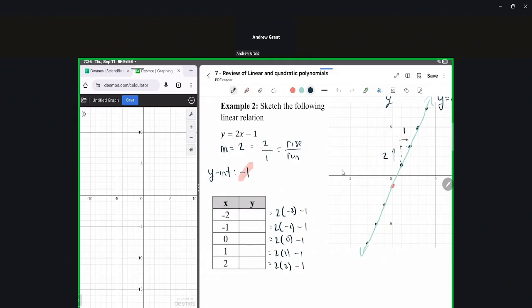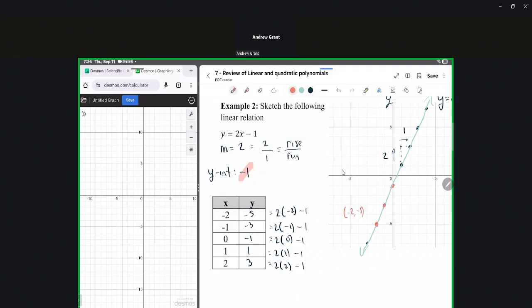I like to start from the bottom because it's easier. 2 times 2 is 4, minus 1 is 3. 2 times 1 is 2, minus 1 is 1. And we can go backwards and fill out this chart. So there it is. And so that gives us a series of ordered pairs. And if you notice on the graph here, our first point is -2, -5, which is going to be right there.